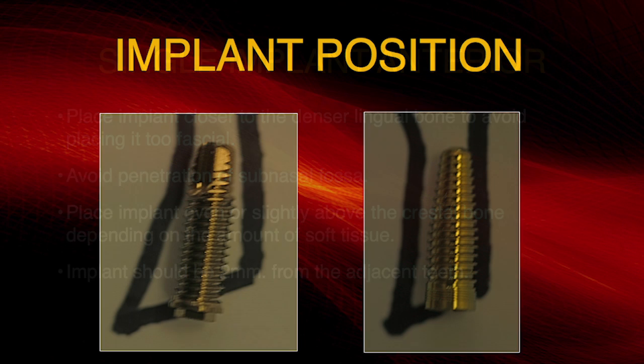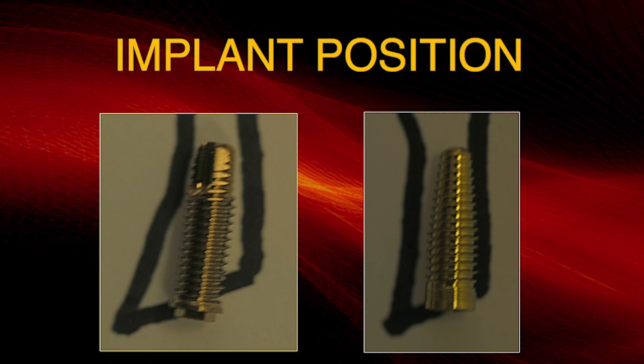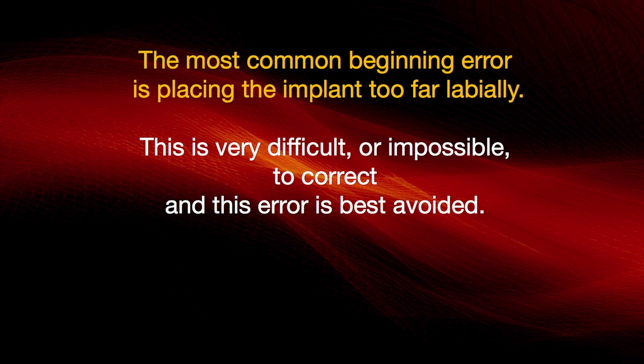So this is just an illustration of ideal implant placement: further palatal against the palatal bone and staying away from being close to the facial. The most common beginning error is placing the implant too far labial. And this is very difficult or impossible to correct. The error is best avoided if you enter into the palatal side of the crest.